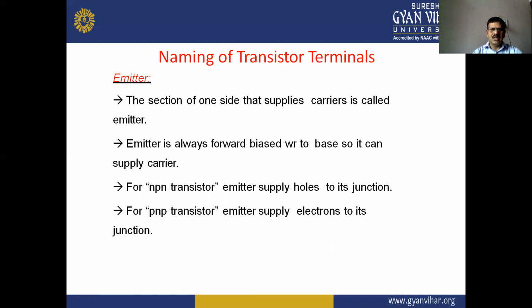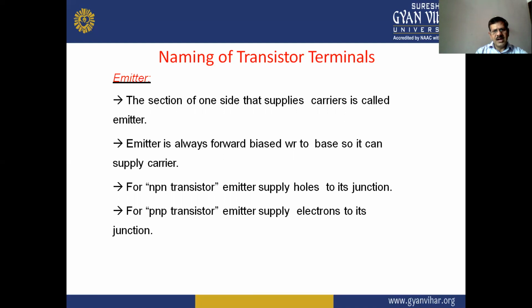Naming of transistor terminals. The first terminal is the emitter. The section on one side that supplies carriers is called the emitter. And the emitter is always forward biased with respect to the base, so it can supply carriers.